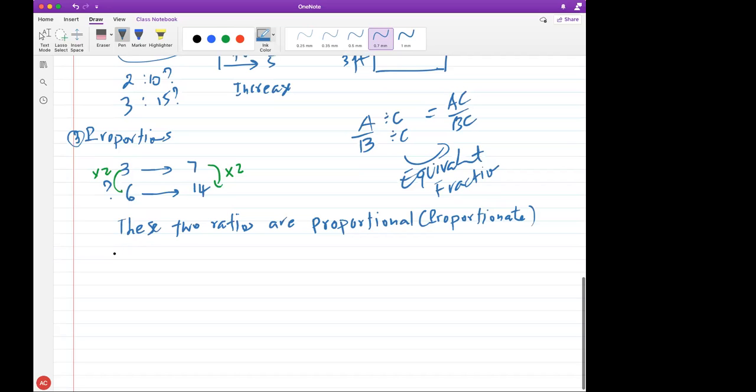And to check, there's a way to check whether actually two ratios are proportional or not. And this is what we're going to do now. So checking. Let's check some for proportionality.